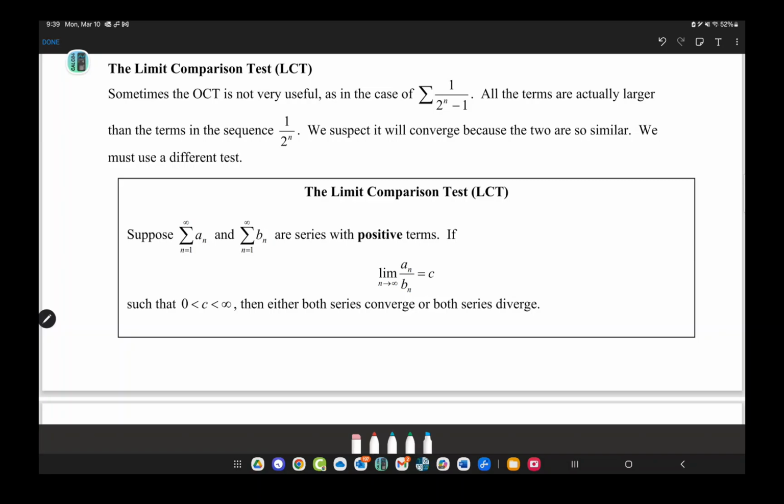All right. Now, does 1 over 2 to the power of n converge or diverge? Converge. So what's the problem here? Because a_n is not greater, it's less than. I'm trying to see why there's an issue here.